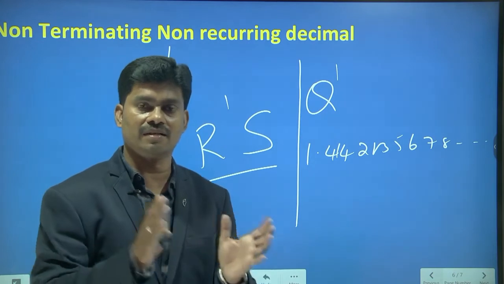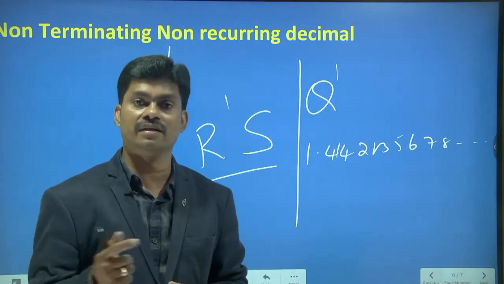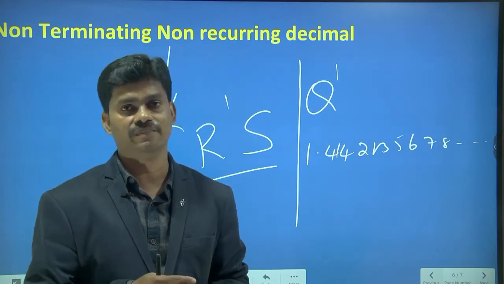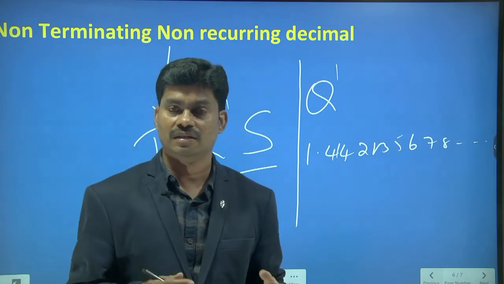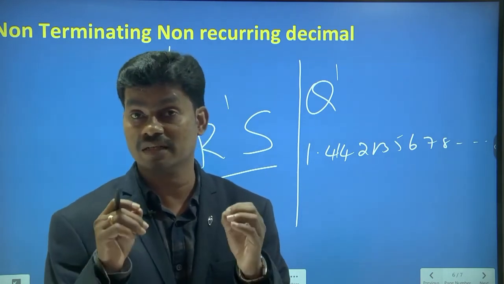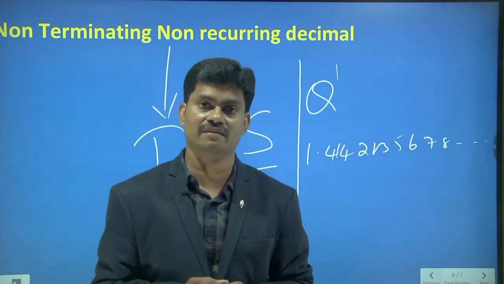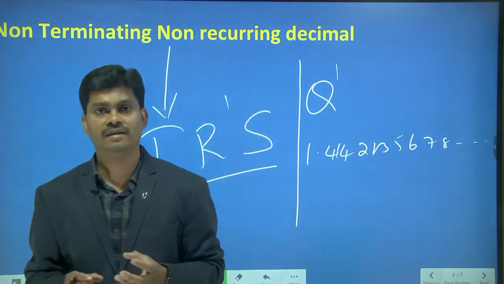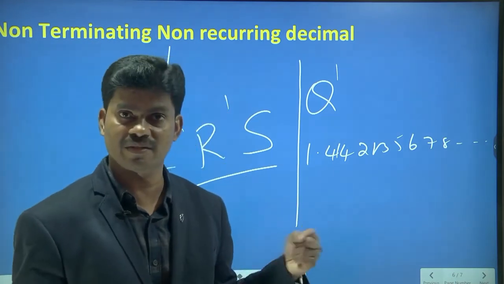Terminating and non-terminating recurring decimals we call rational numbers. Non-terminating, non-recurring decimals we call irrational numbers. Again, in non-terminating recurring decimals, we have two kinds, pure recurring and mixed recurring. This is all about the fundamentals based on real numbers, rational numbers and irrational numbers.